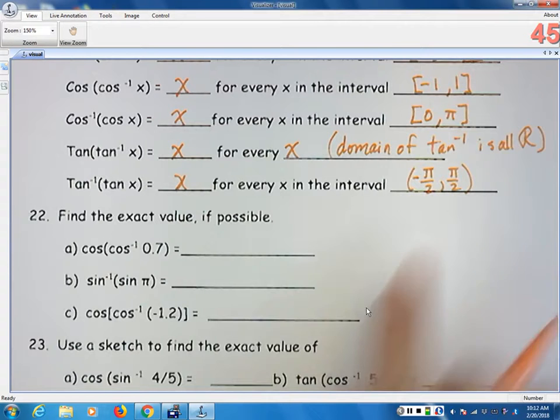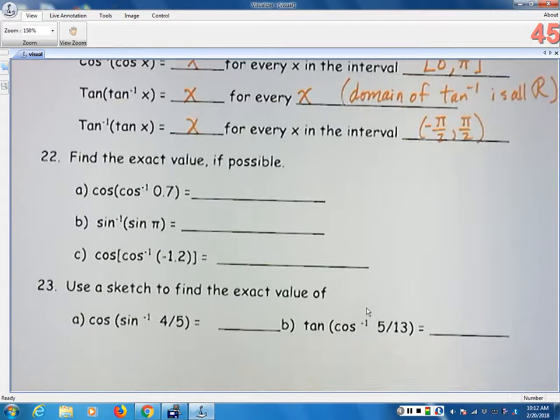All right? And then we're going to find some exact values. I think we're almost done, but, well, we've got 5 minutes left. Let's look at this.